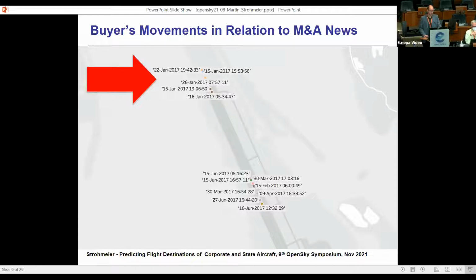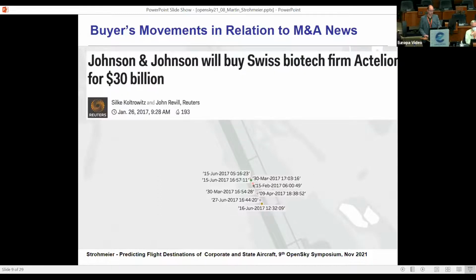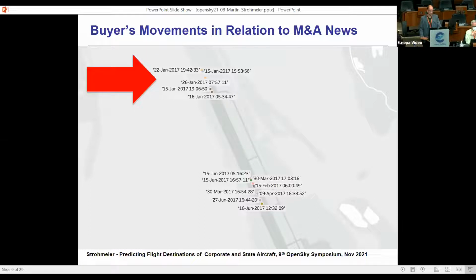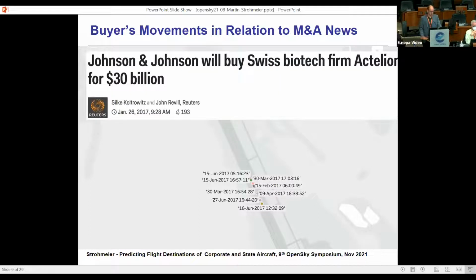So you can see here, 26th of January, 2017, at 7:57 in the morning, this aircraft landed. And an hour and a half later, it was announced that US company Johnson & Johnson would buy this Swiss biotech firm for a substantial sum. There was, of course, some stock market movements on these announcements. So if you knew this in advance and just this 1.5 hours in advance, you could act before this announcement.